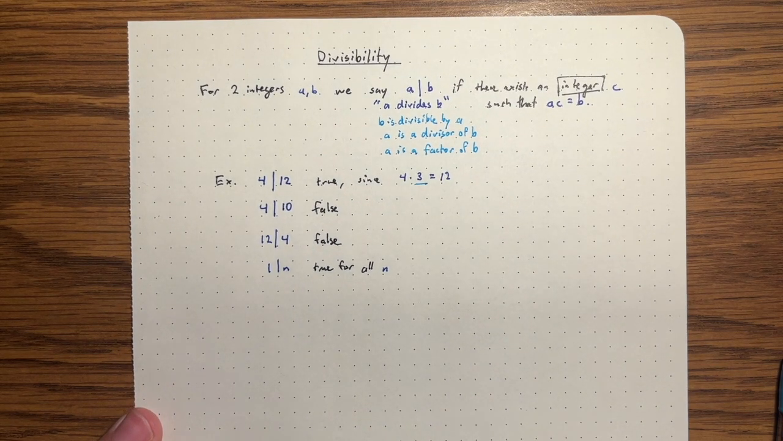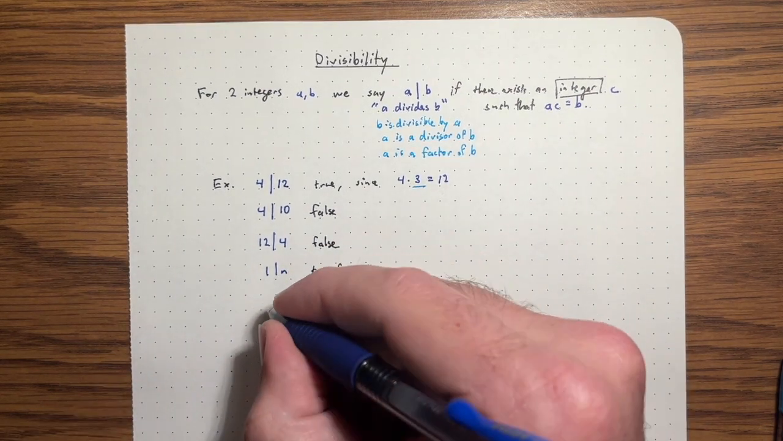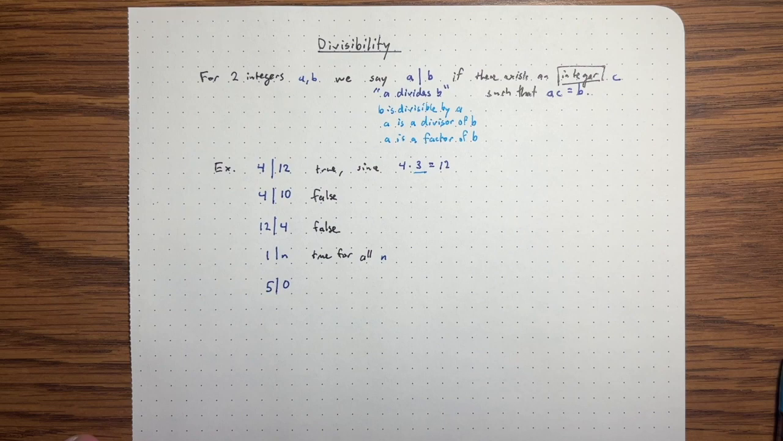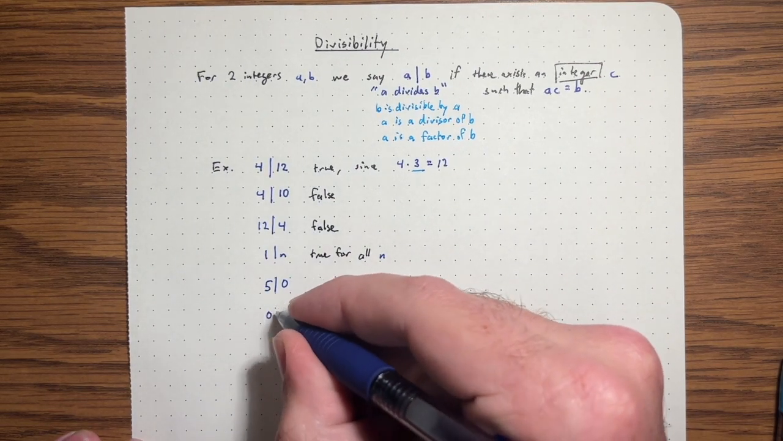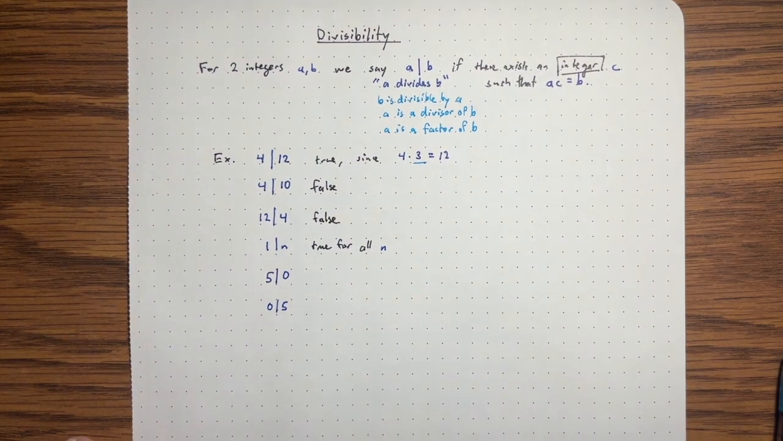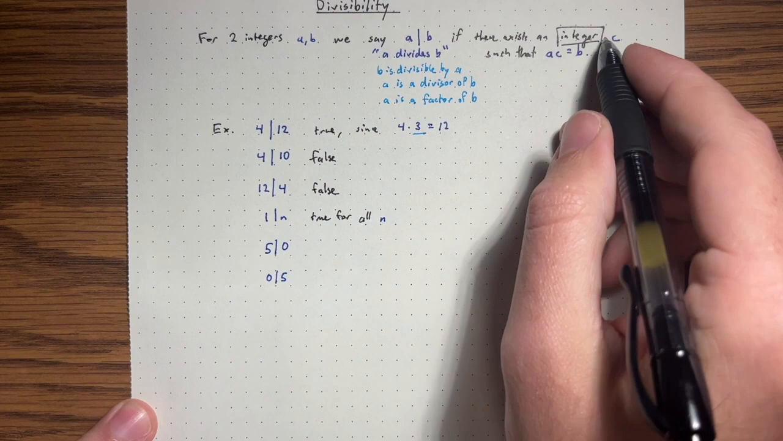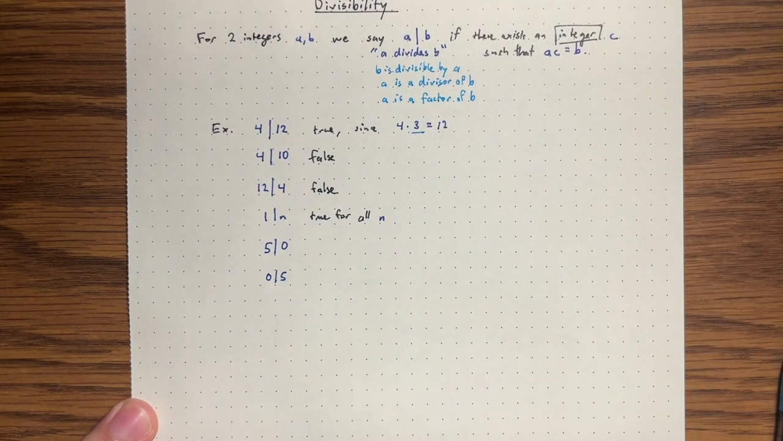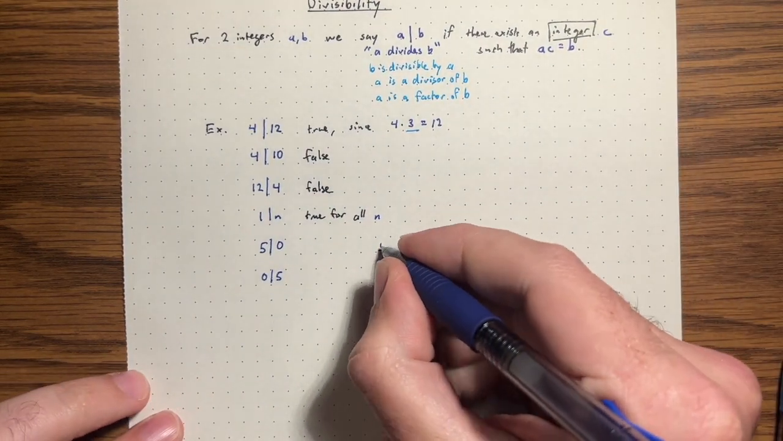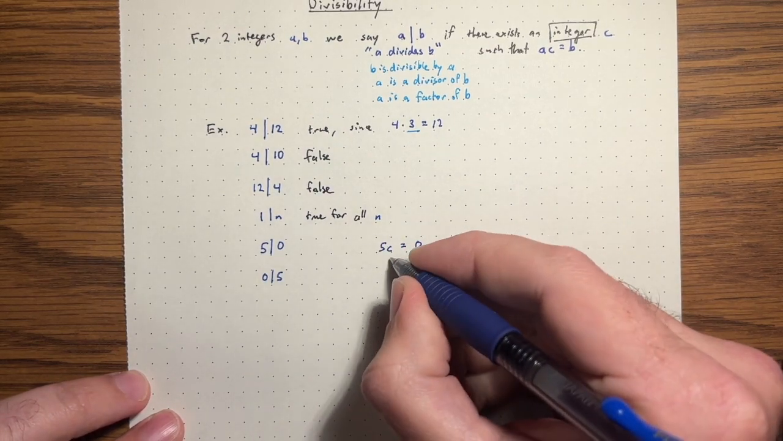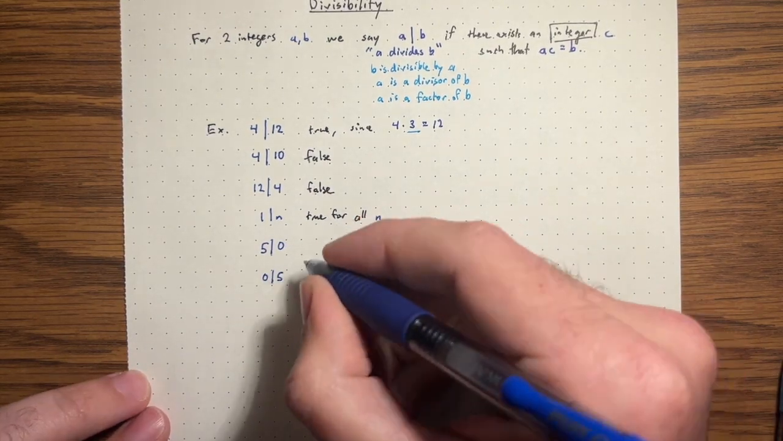What other interesting examples can we do? What about this? Does 5 divide 0? And while we're at it, does 0 divide 5? Okay, how does 0 work here? So let's think about it this way. Is there an integer c such that 5 times c equals 0? Sure, right? C could be 0. So this one's true, actually.